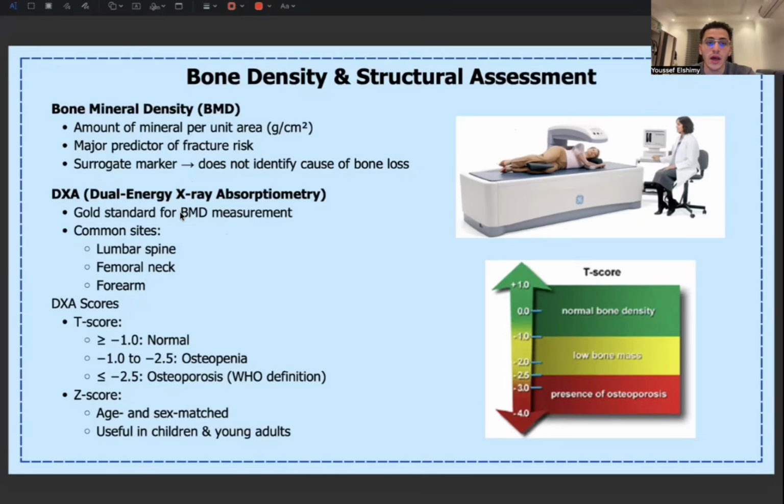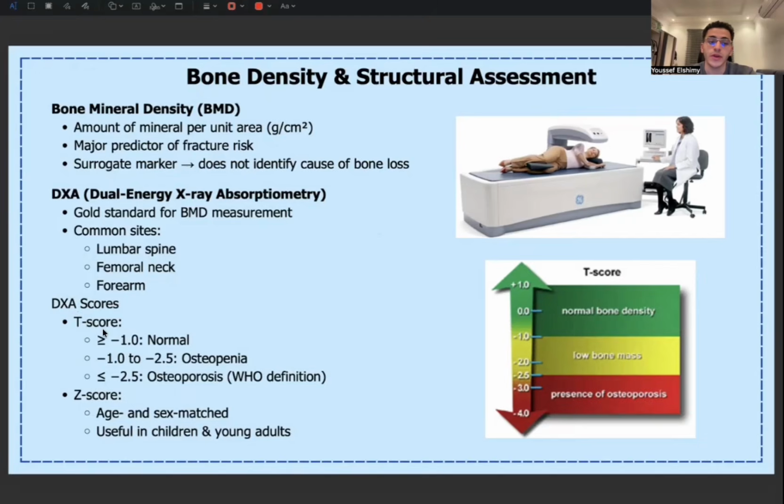So how can we measure bone density or bone mineral density? It is using the DEXA scan. It is the gold standard for measuring bone mineral density. And we use common sites like the lumbar spine, as well as the femoral neck, as well as the forearm. Then we assess, and then results appear. So these are the DEXA scores.